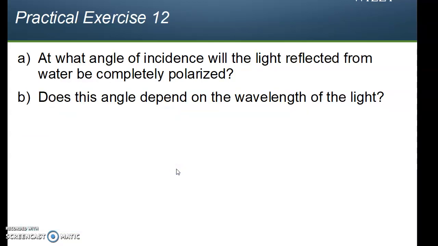So, at what angle of incidence will light reflected from water be completely polarized? And does this angle depend upon the wavelength of light?